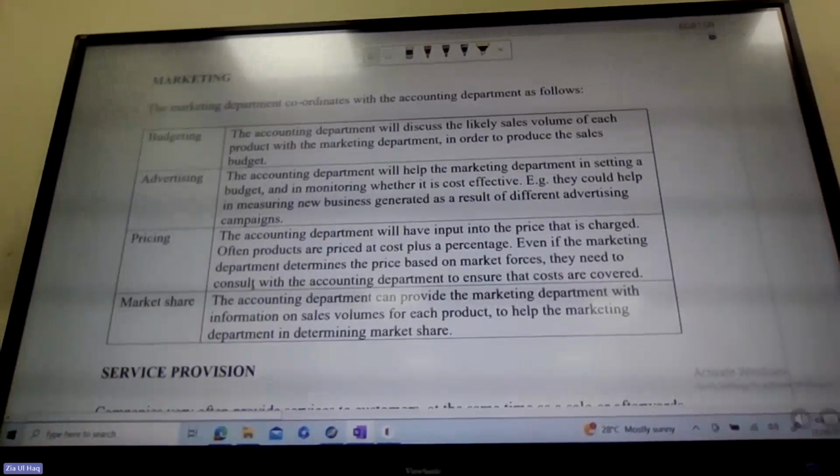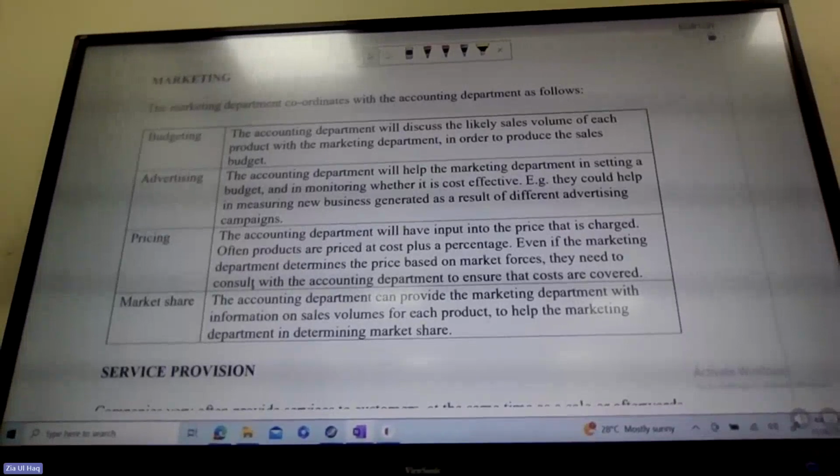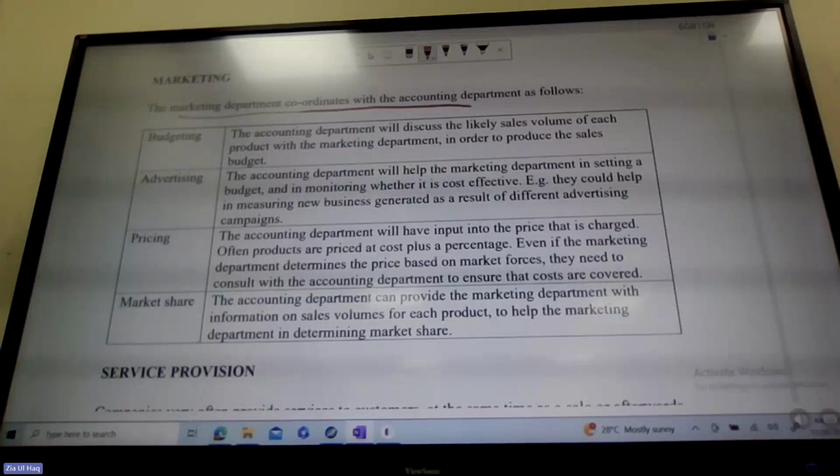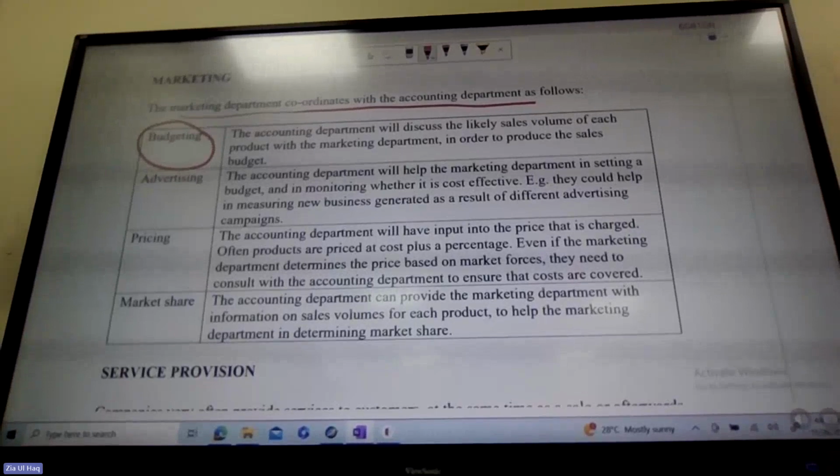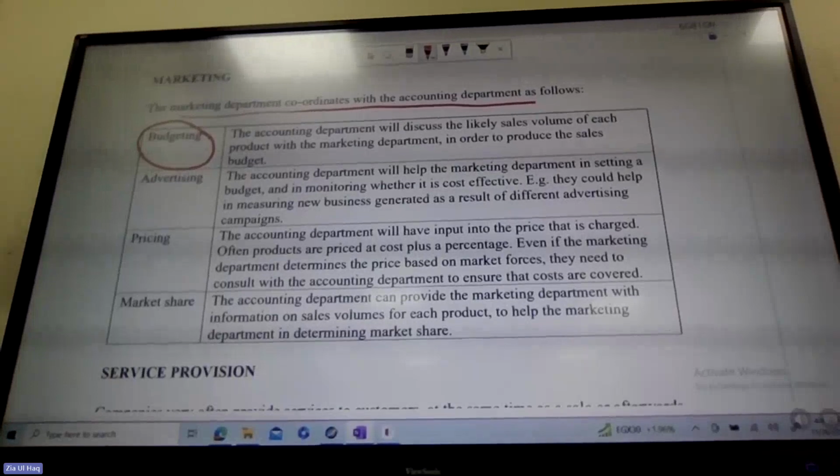How does the marketing department communicate with the accounting department? Under what situations do accounting and marketing have to communicate with each other? The marketing department coordinates with the accounting department as follows. In case of preparing the future marketing budget, meaning what should be the future marketing cost, the accounting department has to set aside that amount. So they need to ask the marketing department what amount they will need in future.